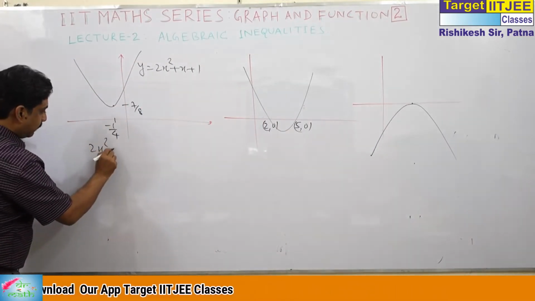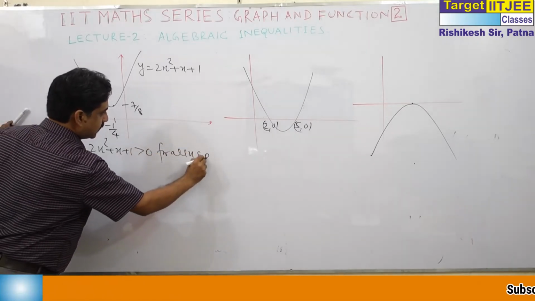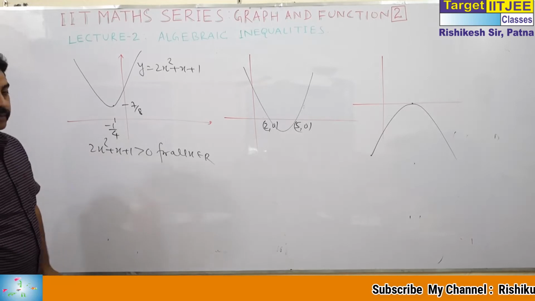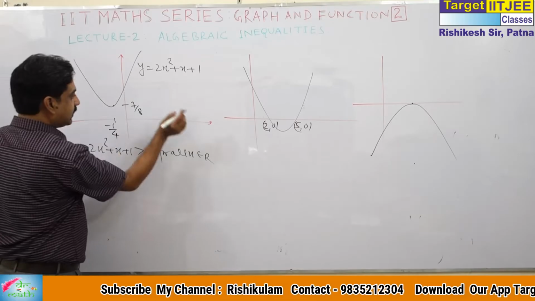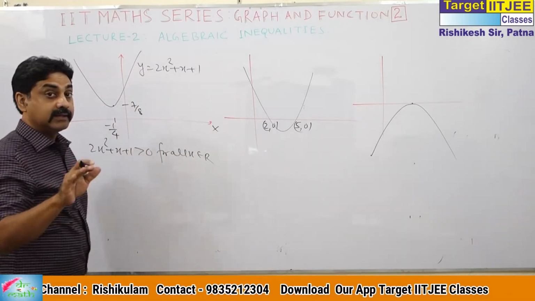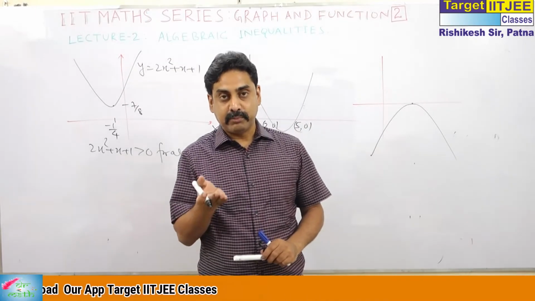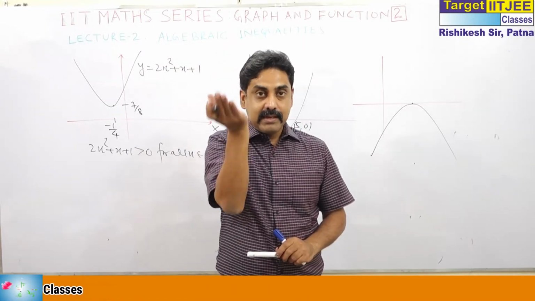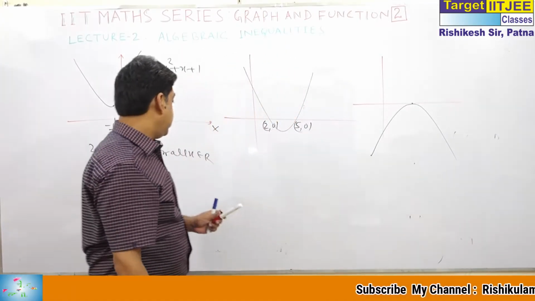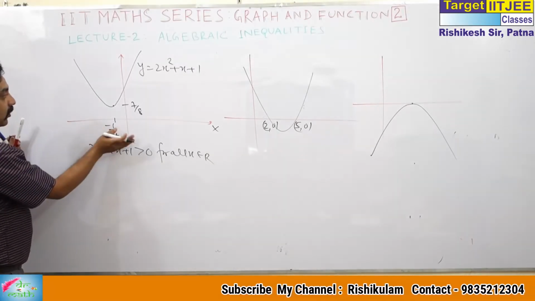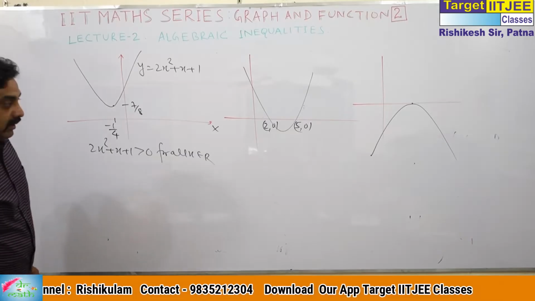Actually, 2x square plus x plus 1 is greater than 0 for all x belongs to R. Why? Actually, graph lies above the x-axis means positive, lies below the x-axis is negative. What does positive and negative value of a graph mean? When a portion of the graph lies above the x-axis, that part is positive, and when it lies below the x-axis, that part is negative. Here the complete graph always lies above the x-axis.